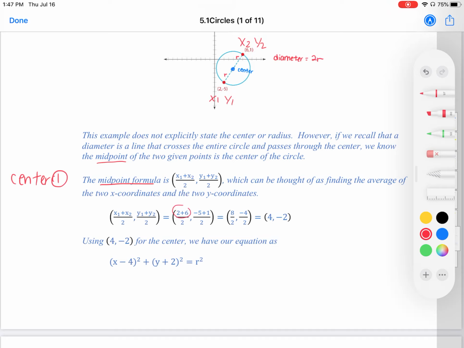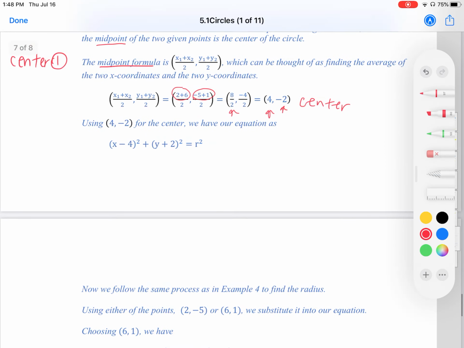So 2 plus 6 gives us 8. 8 divided by 2, we get 4. -5 plus 1, we get -4. -4 divided by 2, we get -2. So that would be our center. Using (4, -2) for the center, we have our equation. But we need to find the radius.